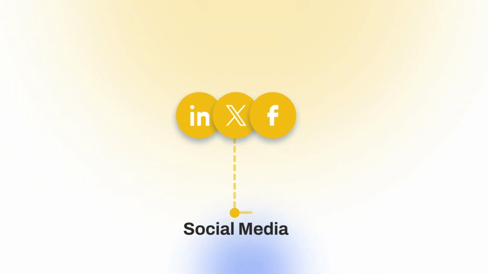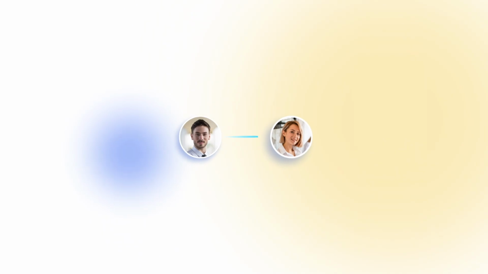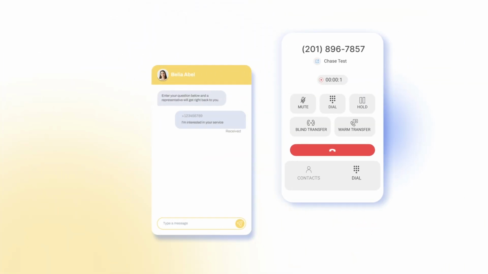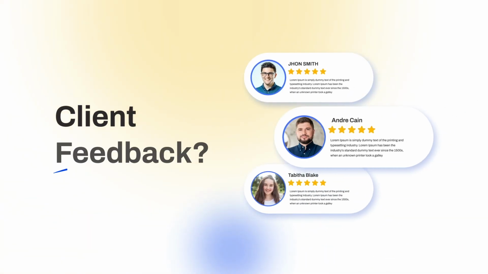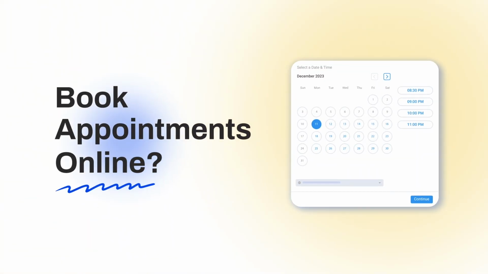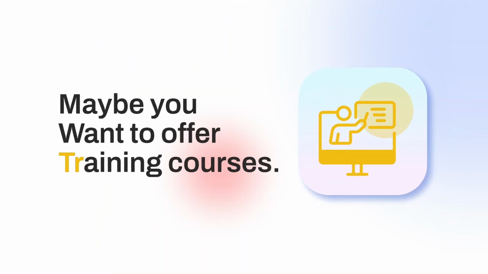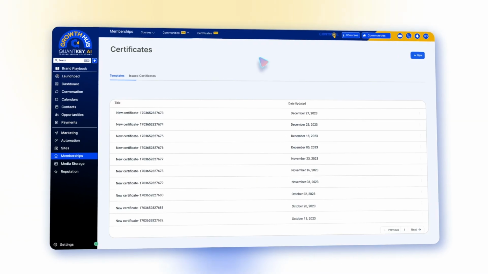From social media management to CRM and sales pipeline, it's designed to be your comprehensive solution. You can engage with customers directly through website chat widgets or reach out proactively with our SMS marketing phone system and auto dialer. Need to gather client feedback or book appointments online? We've got that covered too. Maybe you want to offer training courses. Our membership and course builder in QuantKey has got your back.